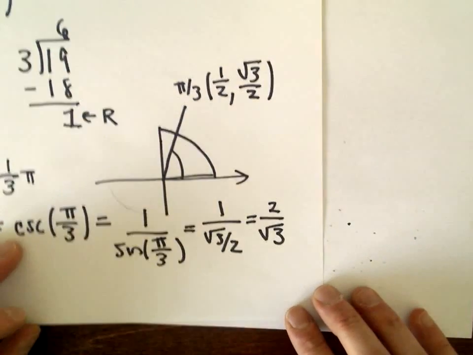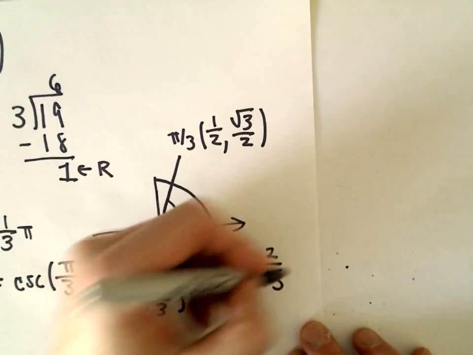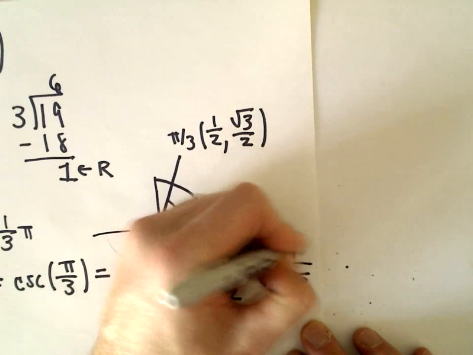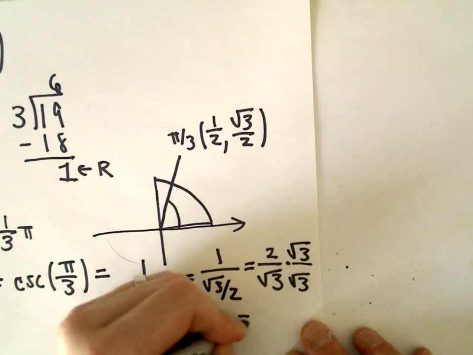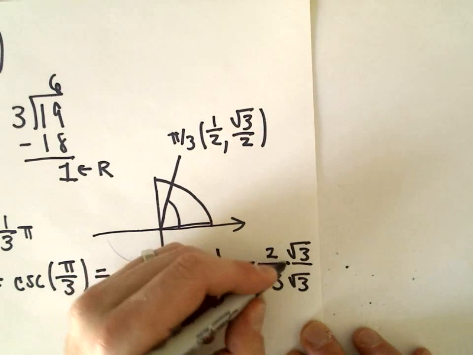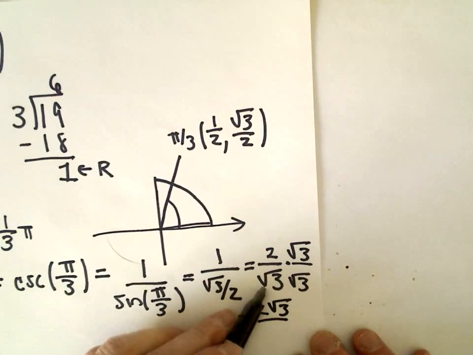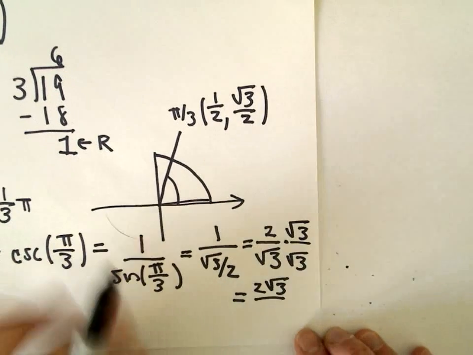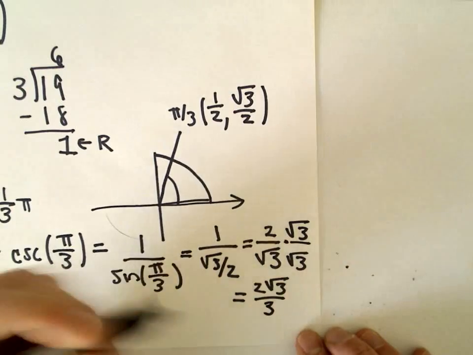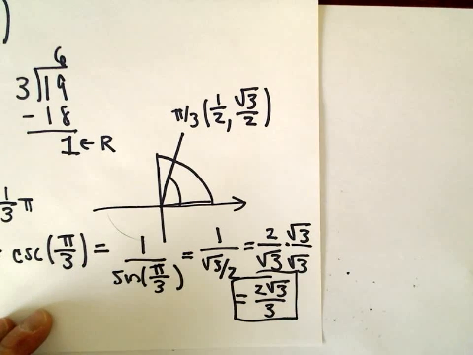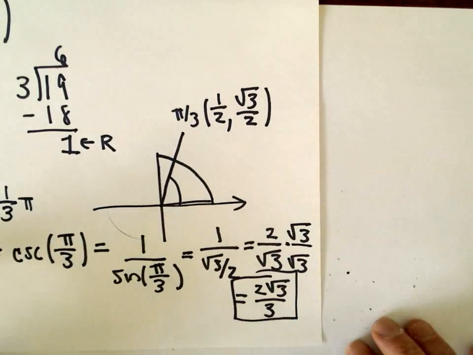Some of you may have instructors out there that want you to rationalize the denominator. Well, to do that, we could multiply the denominator by root 3, the numerator by root 3. On the top, you would just have 2 times root 3, there's nothing to simplify. The square root of 3 times the square root of 3 is going to give you the square root of 9, which is just 3. So your solution in this case would be 2 times the square root of 3 divided by 3.